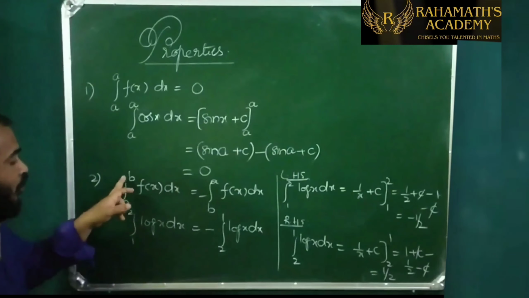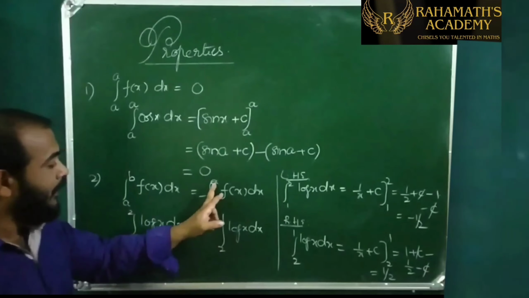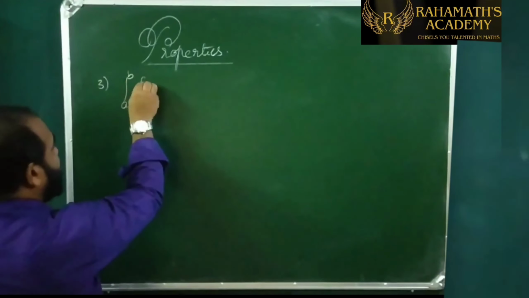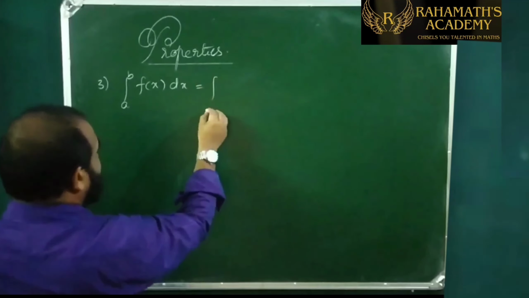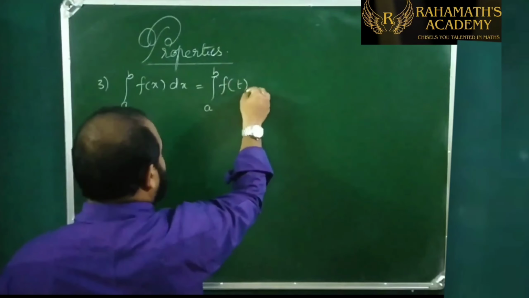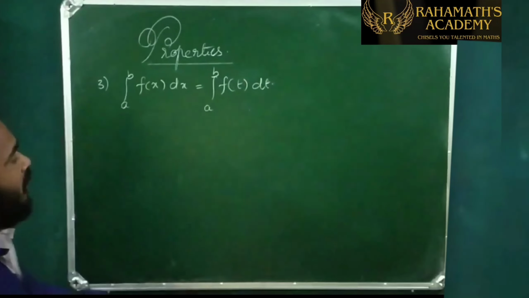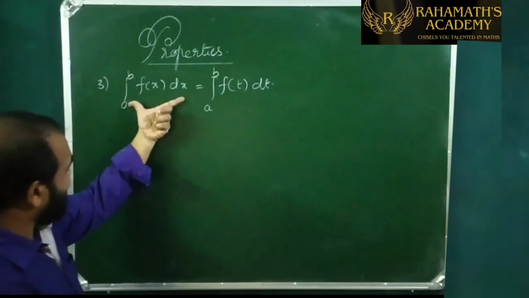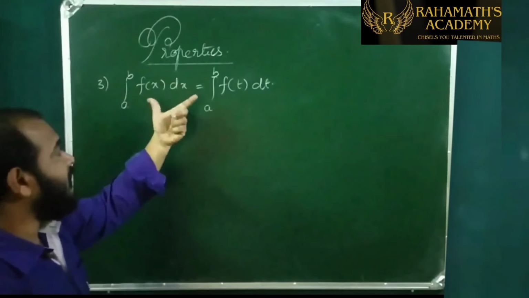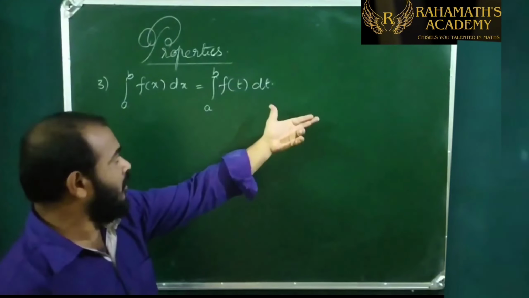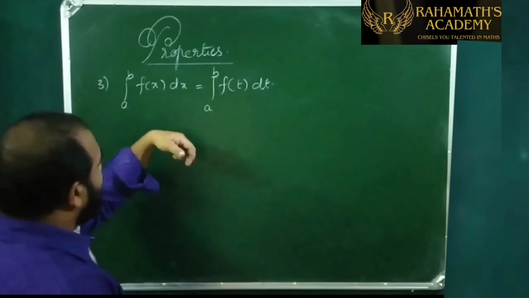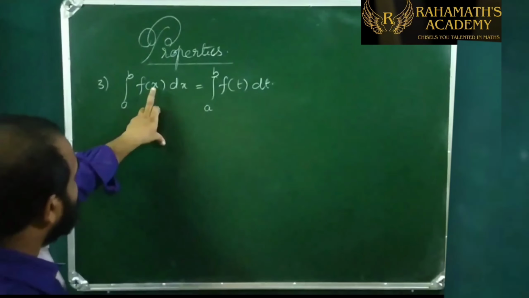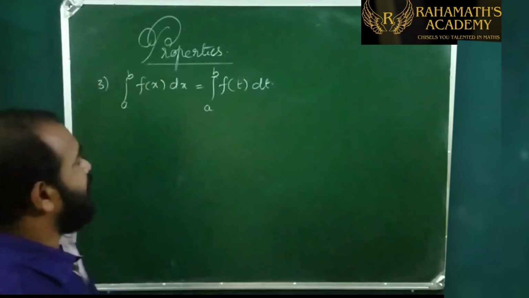Therefore, the integral from a to b of f(x) dx equals minus the integral from b to a of f(x) dx. The integral from a to b of f(x) dx is equal to the integral from a to b of f(t) dt. Because the value of the definite integral is unchanged if we substitute any other variable. So that is why the variable of integration x is called the dummy variable, because the x can be replaced by any other variable.